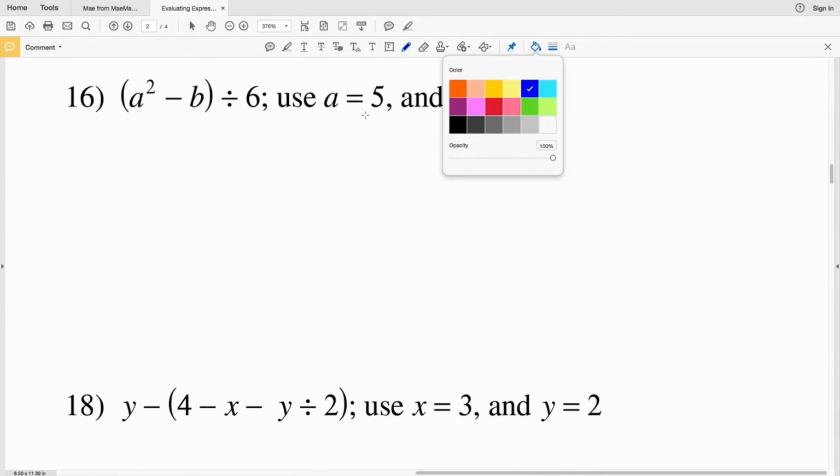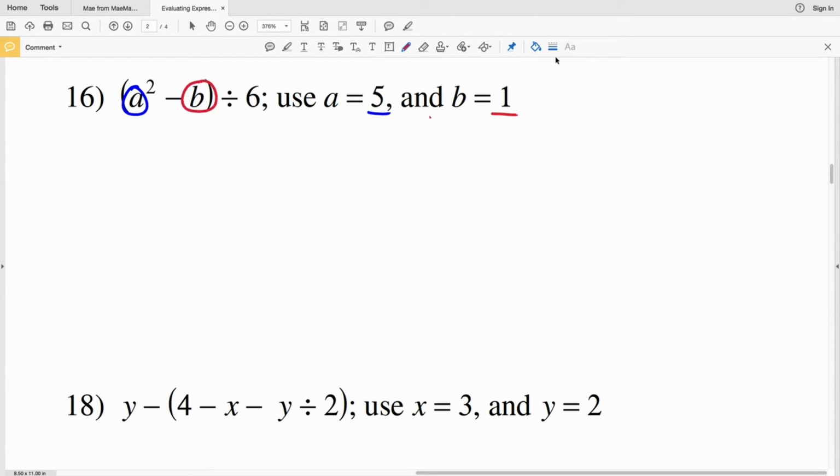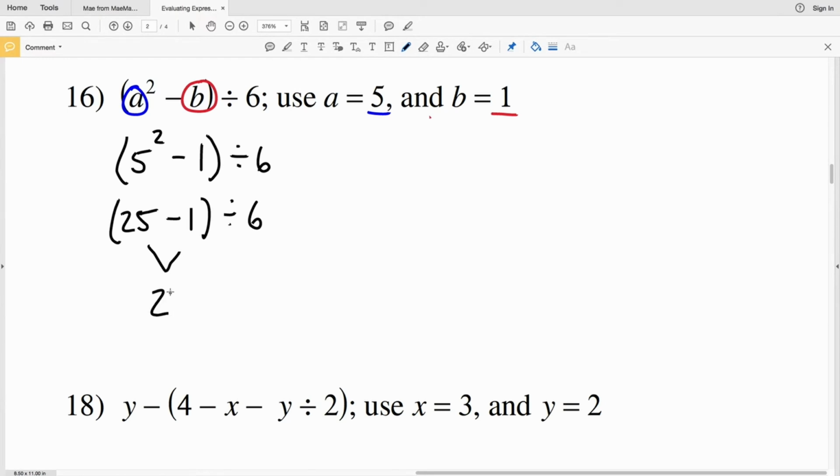16, we're going to plug 5 in for A, and we're going to plug 1 in for B. So we're going to have 5 squared minus 1 divided by 6. Exponents come first, so we're going to evaluate this 5 squared. We're going to get 25, and then minus 1 within parentheses divided by 6. Next, evaluating what's inside of the parentheses, 25 minus 1 is 24. And then that is divided by 6. 24 divided by 6 is 4, because 4 times 6 is 24. So the answer to number 16 is 4.